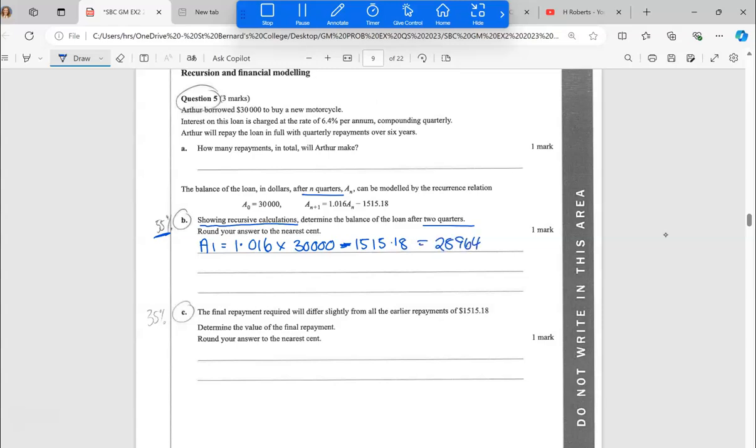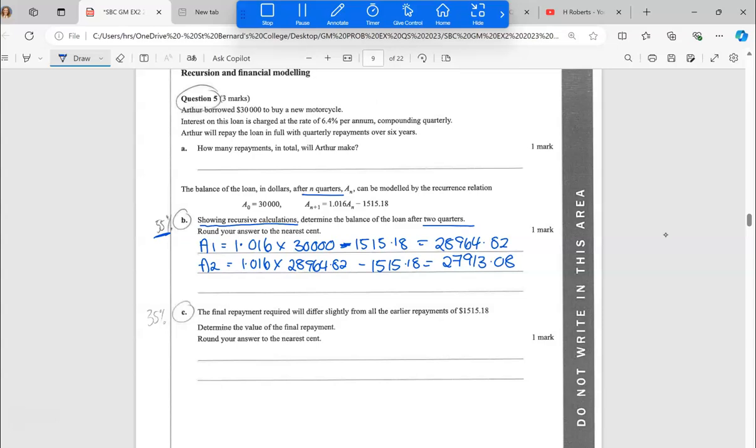And then you have to show the next one, that A2 is 1.016 times that answer that you got. And so you must have all of this written out, otherwise you will not get your 1 mark. So it's really important. You're going to lose an easy mark if you don't show recursively.